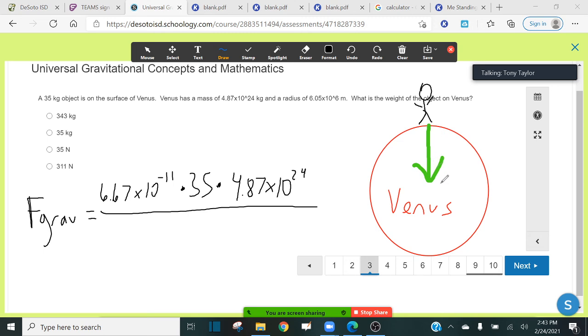So I'm going to put 6.05 times 10 to the 6. Okay, because that's the radius of the planet. And guys, don't forget that R always gets squared. Whenever you put this in your calculator, remember, do your numerator first, then do your denominator, and once you divide them, that will be your result.